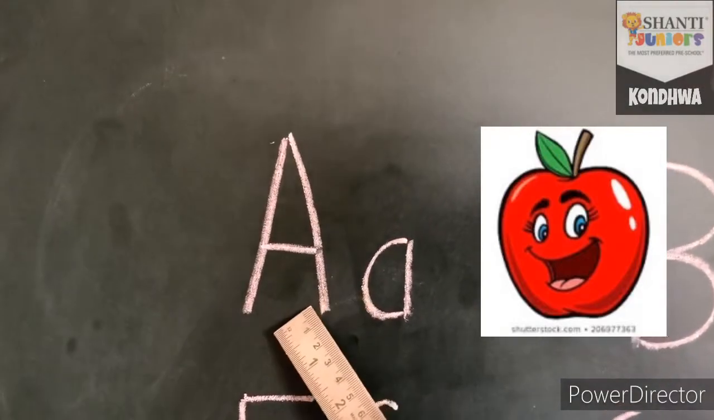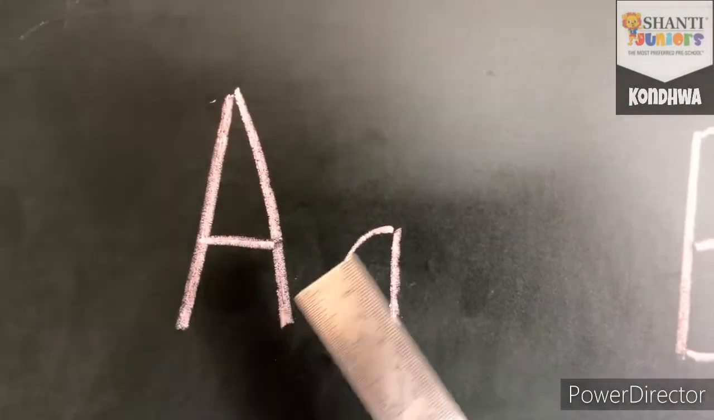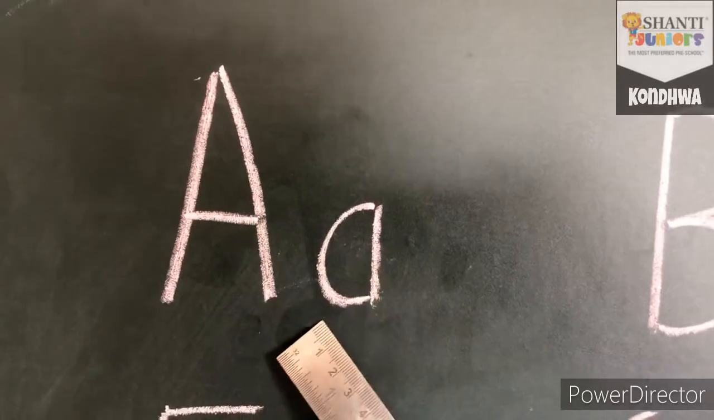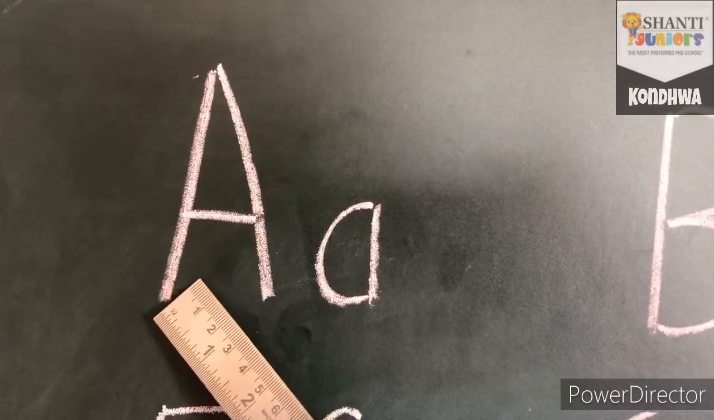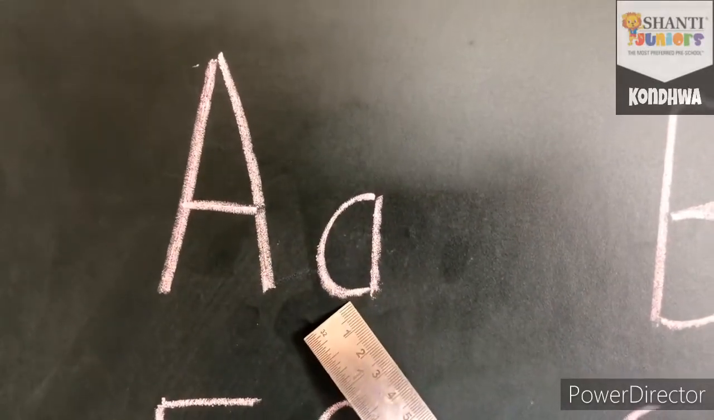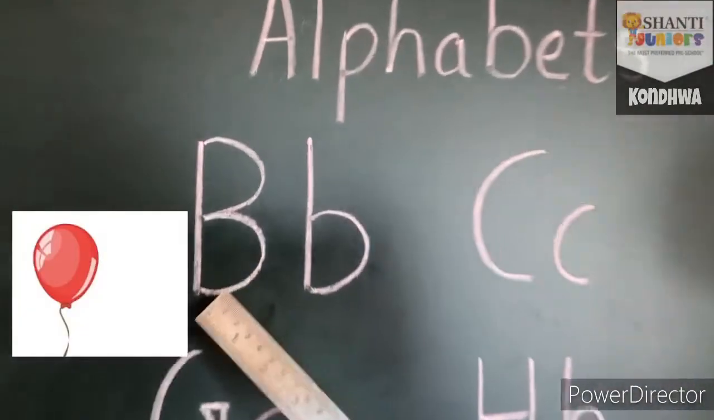What is A for? Apple. A for aeroplane. See, this is capital A. This is small a. Now we will start with the next letter.